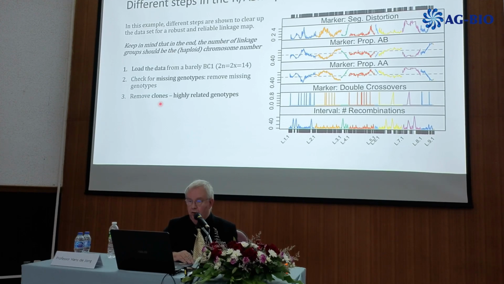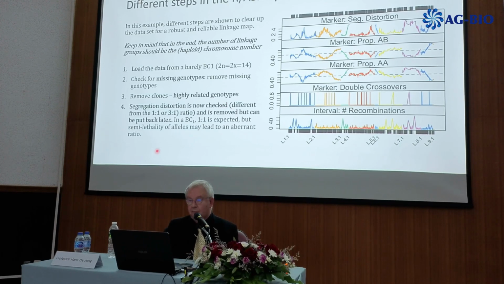Then you remove clones. What are clones? Clones are the markers which genetically contain the same genotype. They give you a wrong impression for the program, so you remove all the clones so that you end up only with one informative genotype.